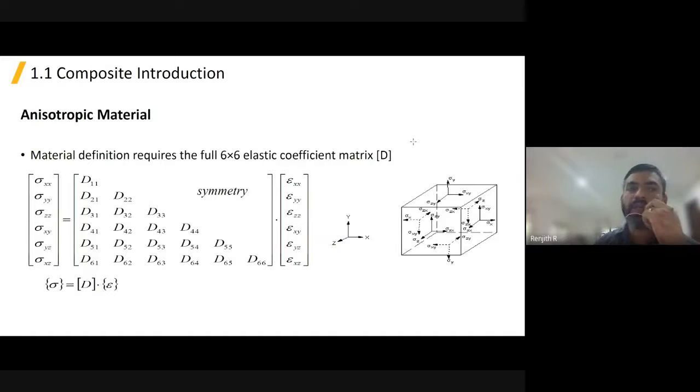If we look at the analysis perspective, we can see the stress-strain relationship. This is what is called the stiffness matrix, or the elastic coefficient matrix. The elastic coefficient matrix relates the stresses with the strains, and this is for the anisotropic material. Originally there must be 9 stress components: sigma xx, yy, zz, xy, yz, xz, and yx, zy, and zx. We assume sigma xy equals sigma yx and sigma yz equals sigma zy. That's why we reduce it to a 6 by 6 matrix.